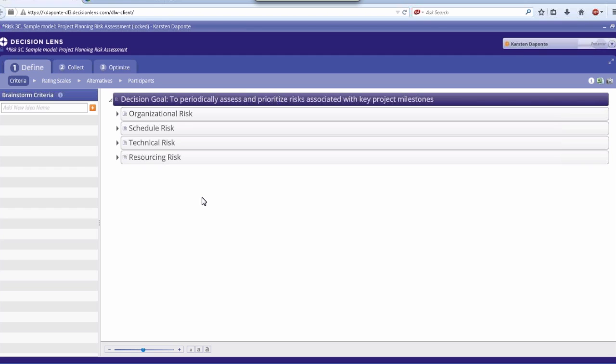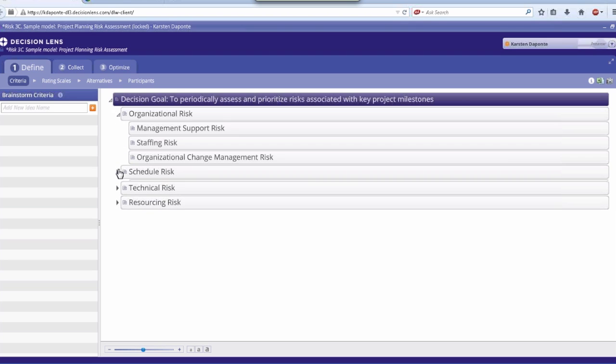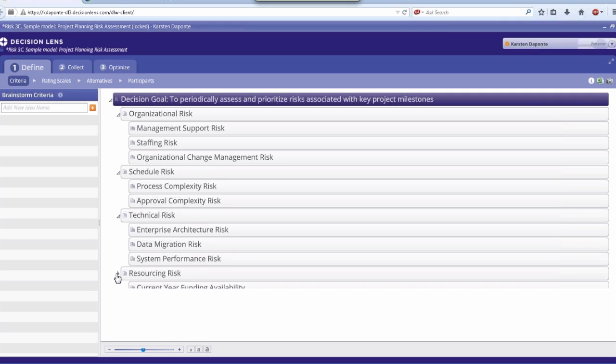This third model is an example of a decision that captures the risks associated with implementing a new software program. What is similar to the second model that we reviewed is that the criteria relate to different areas of risk: organizational, schedule, technical, and resourcing. You'll note that these risks are associated with the planning process, each with its own subcomponents or child criteria. In this case, however, where the model differs most is that each alternative actually represents a key milestone in the project plan.